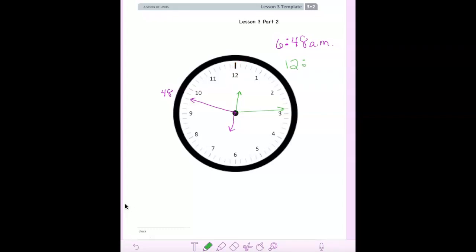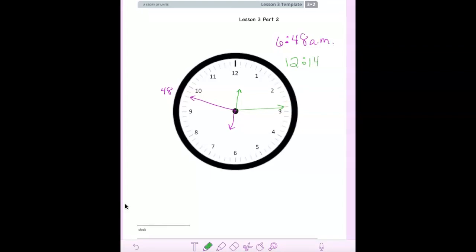And then let's see what our minutes are. So let's go to our 12 and count by fives. 5, 10. Now I see that my minute hand doesn't go to the 3, so I'm going to count by ones now. 11, 12, 13, 14. I'm at 14. So 12:14 p.m. is when Mrs. Goshert is eating lunch.